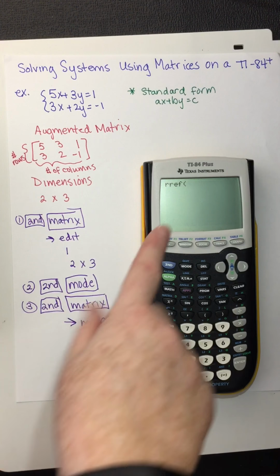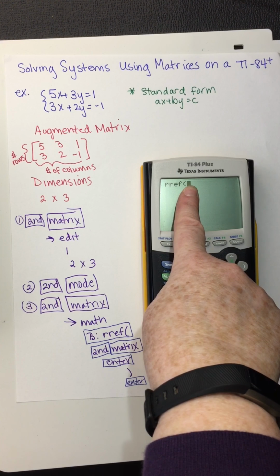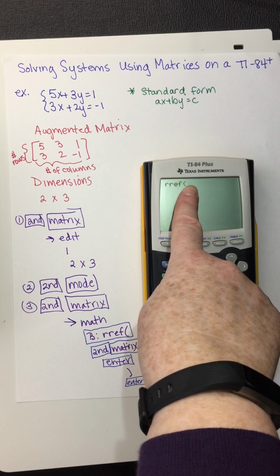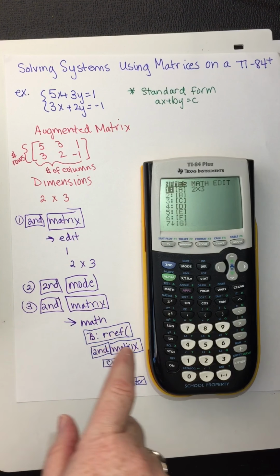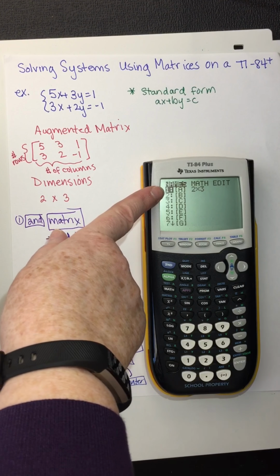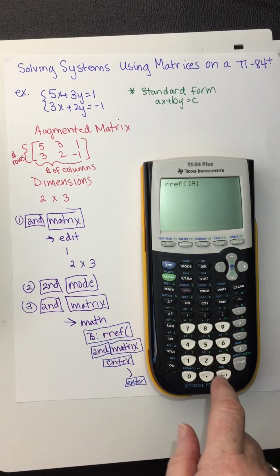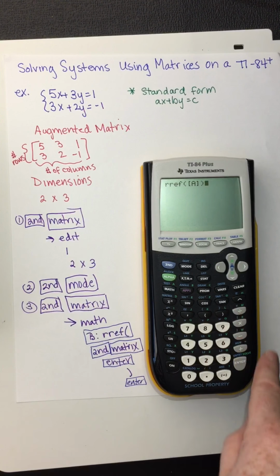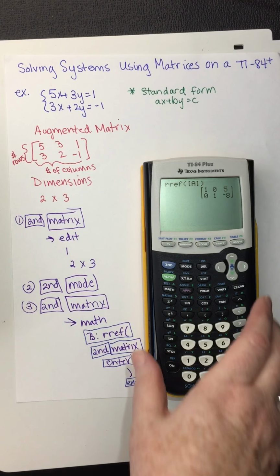So now here on the main screen, we need to let the calculator know where our matrix is. I put all my numbers in matrix A, so I go back into matrix, second x to the -1. I'm just going to choose the name matrix A, so I can choose enter. I'm going to close my parenthesis. I'm going to hit enter, and your calculator does most of the work.